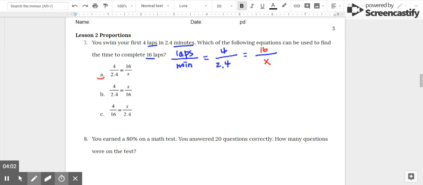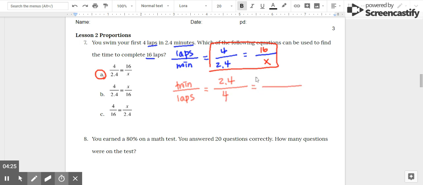So A, this is exactly the same, right? Now I'm going to put laps at the bottom. So minutes, time on the top, and number of laps at the bottom. So for 2.4 minutes, you can swim 4 laps, and we're looking for the time when you complete 16 laps. So this can be another proportion. So now which one is the answer?